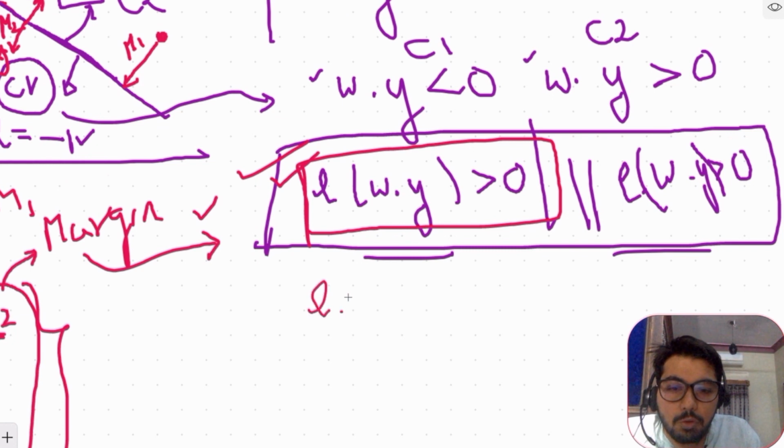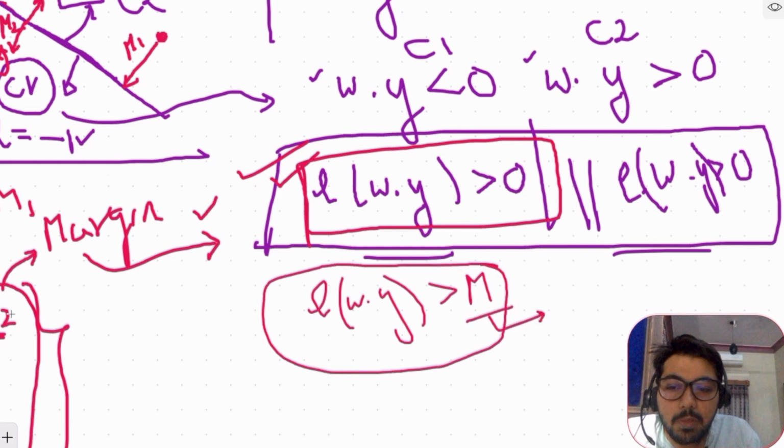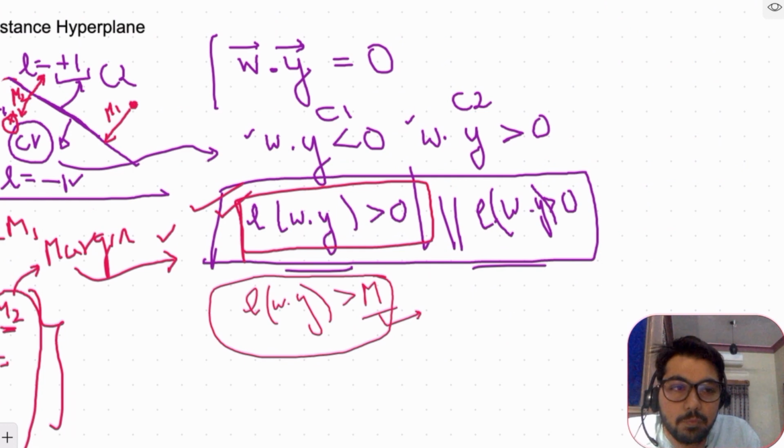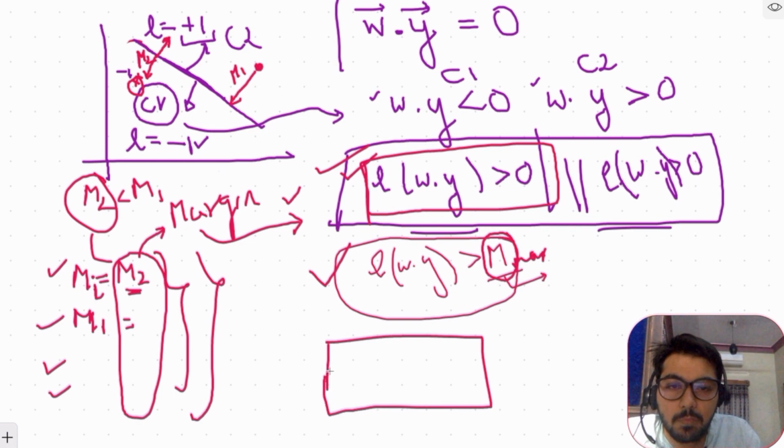We were using this as a classifier, L dot W dot Y greater than 0. Now we will change this classifier so that it should be greater than m, where m is the maximum of the margins which we have taken out. So we put this maximum margin here, writing it as m max, and any hyperplane which satisfies this equation shall be taken as the final hyperplane.